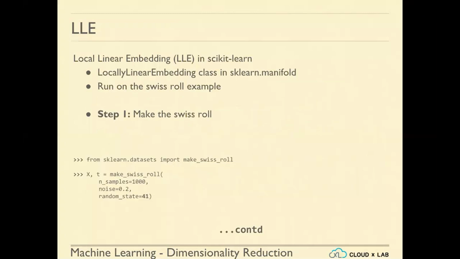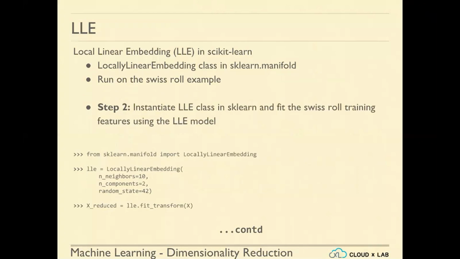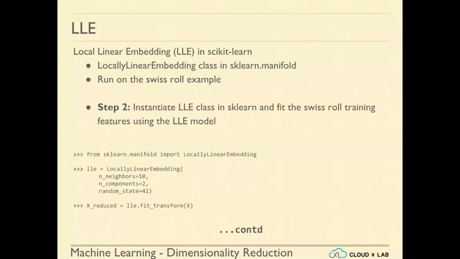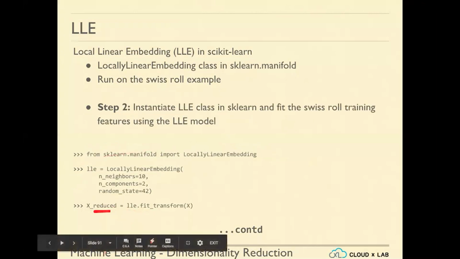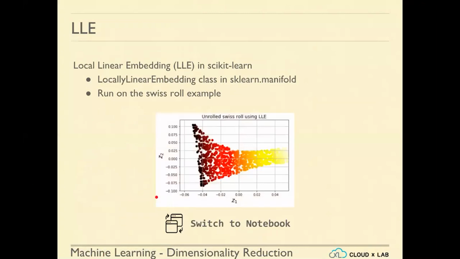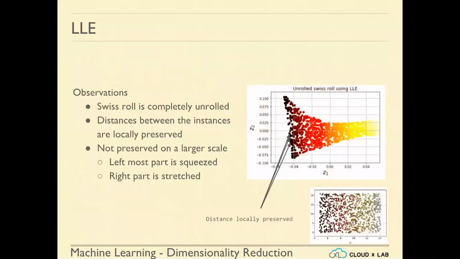So what we can do is start with making a Swiss roll, using the make Swiss roll example. Then we instantiate the locally linear embedding, with the number of neighbors with which it needs to keep a relationship as one of the parameters. Once we are done with the transformation, we get a new data set, and then we can plot it. This is how the Swiss roll looks after unfolding. The Swiss roll is completely unrolled.